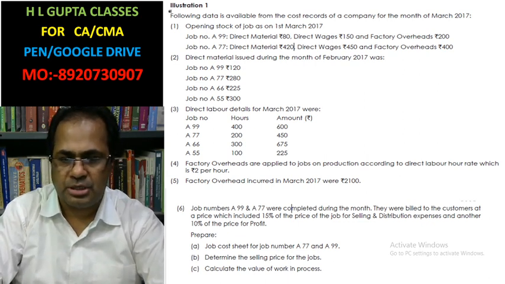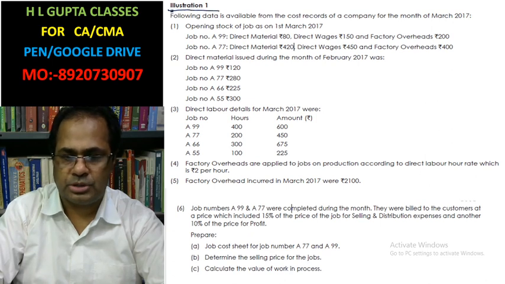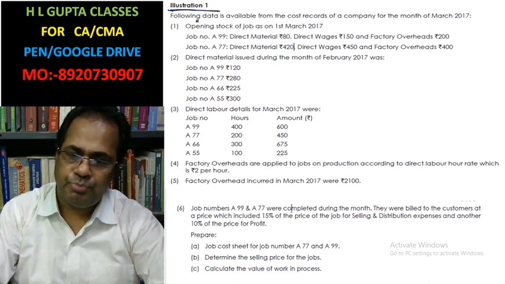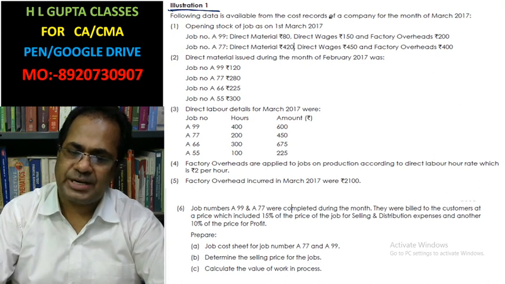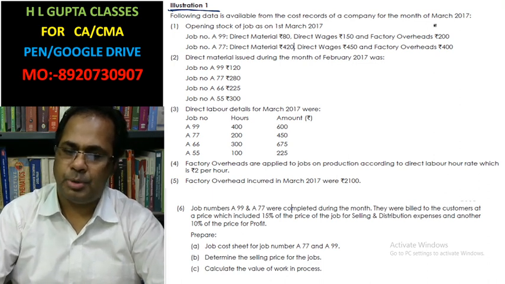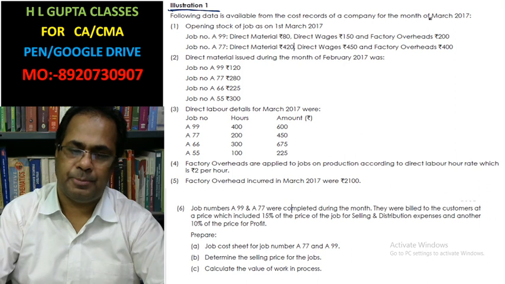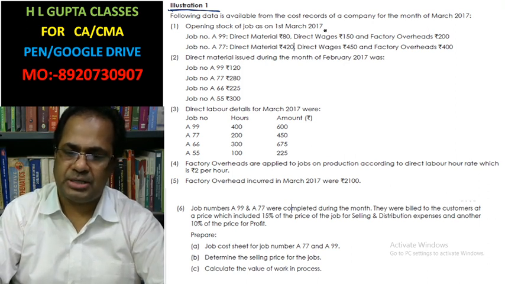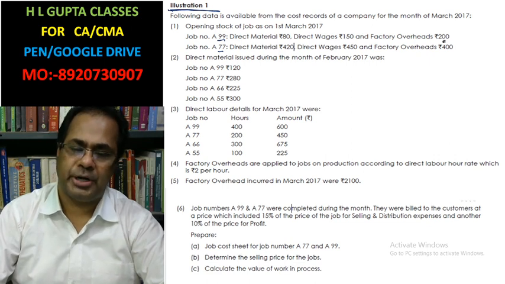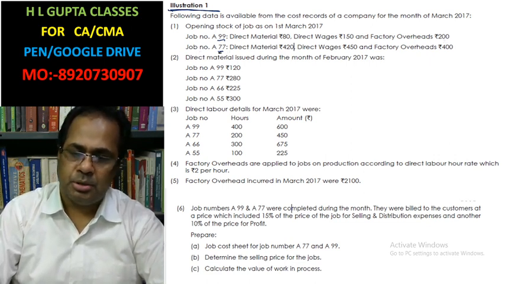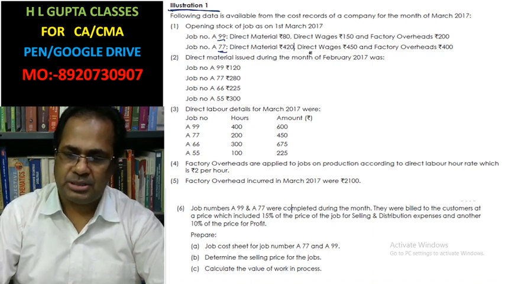Look here, illustration number 1. This is cost bookkeeping. Following data are available from the cost records of the company for the month of March 2017. Opening stock of the jobs as of 1st March: job number 99 and job number 77, direct material rupees 80, direct wages 150, factory overhead rupees 200. Direct material for job 77 is given as 420, 450.